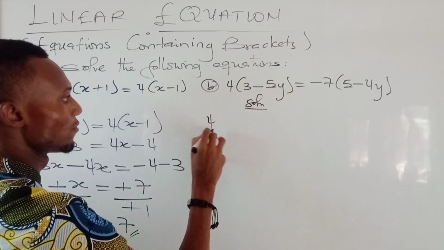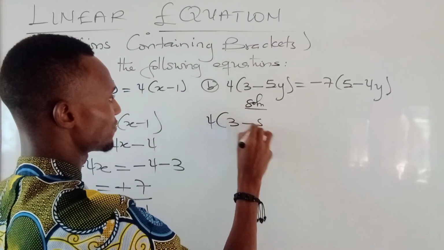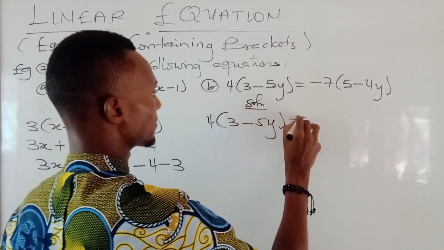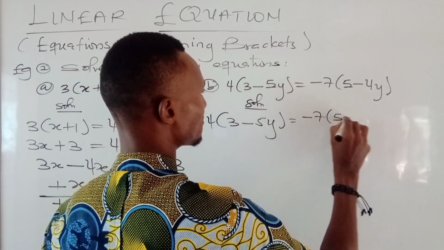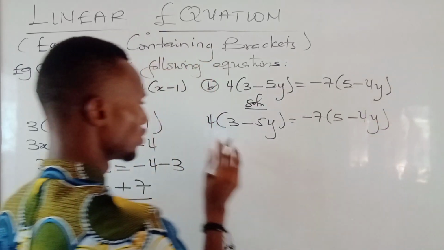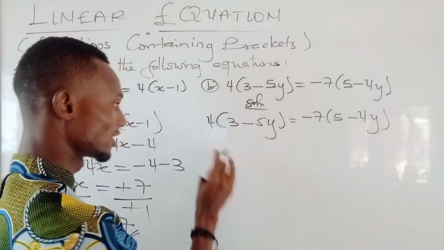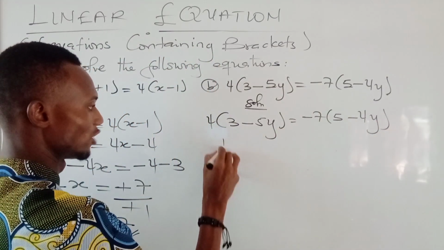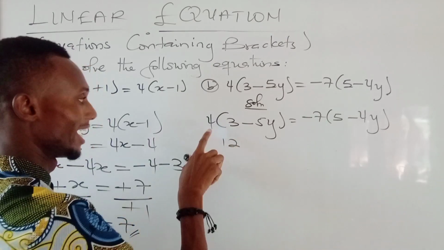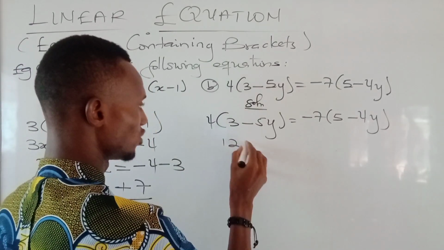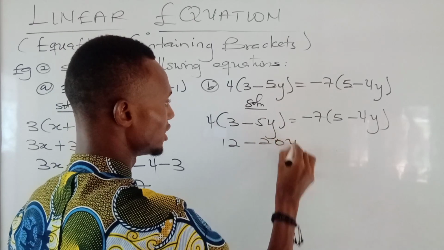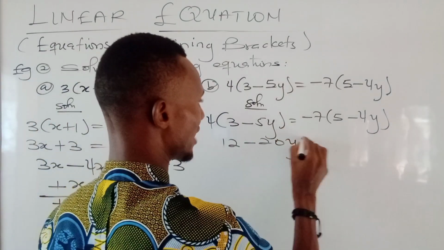So I have 4 into brackets 3 minus 5y equals -7 into bracket 5 minus 4y. So let's start by removing the brackets. 4 times the 3, it will give me 12. Please hope you agree. And 4 times the minus 5y, it will give me minus 20y. Bring the equal sign, which is here.